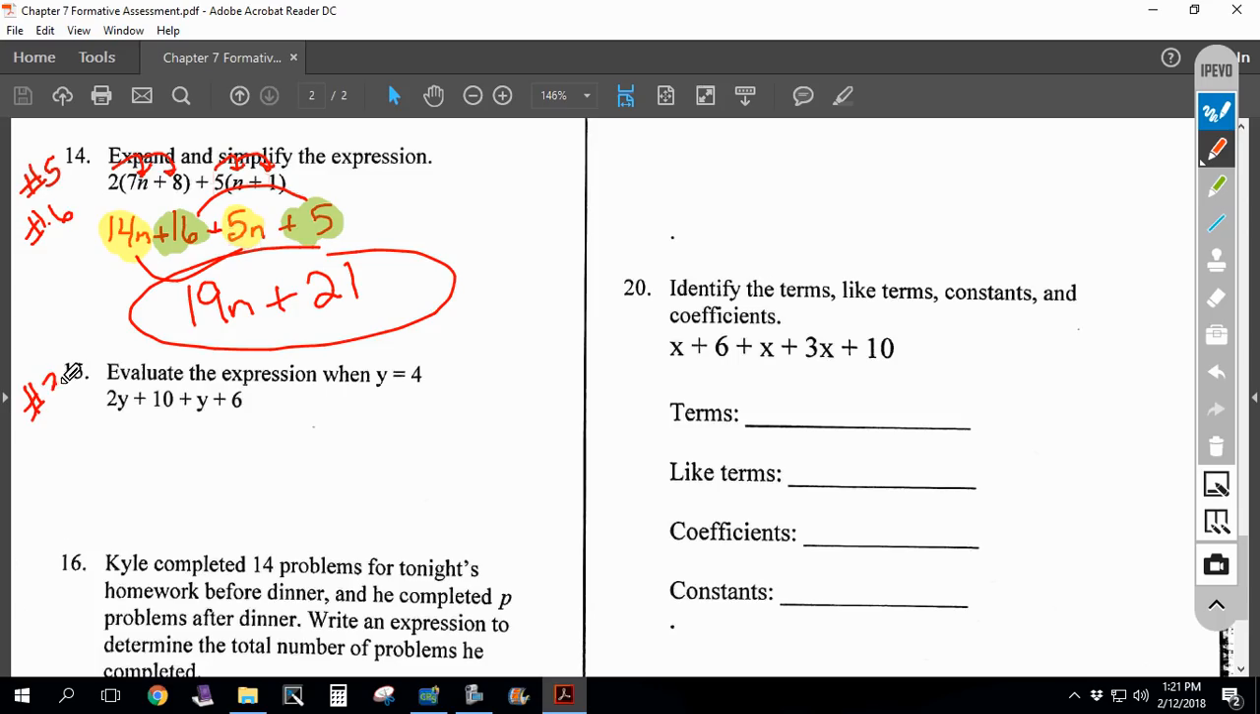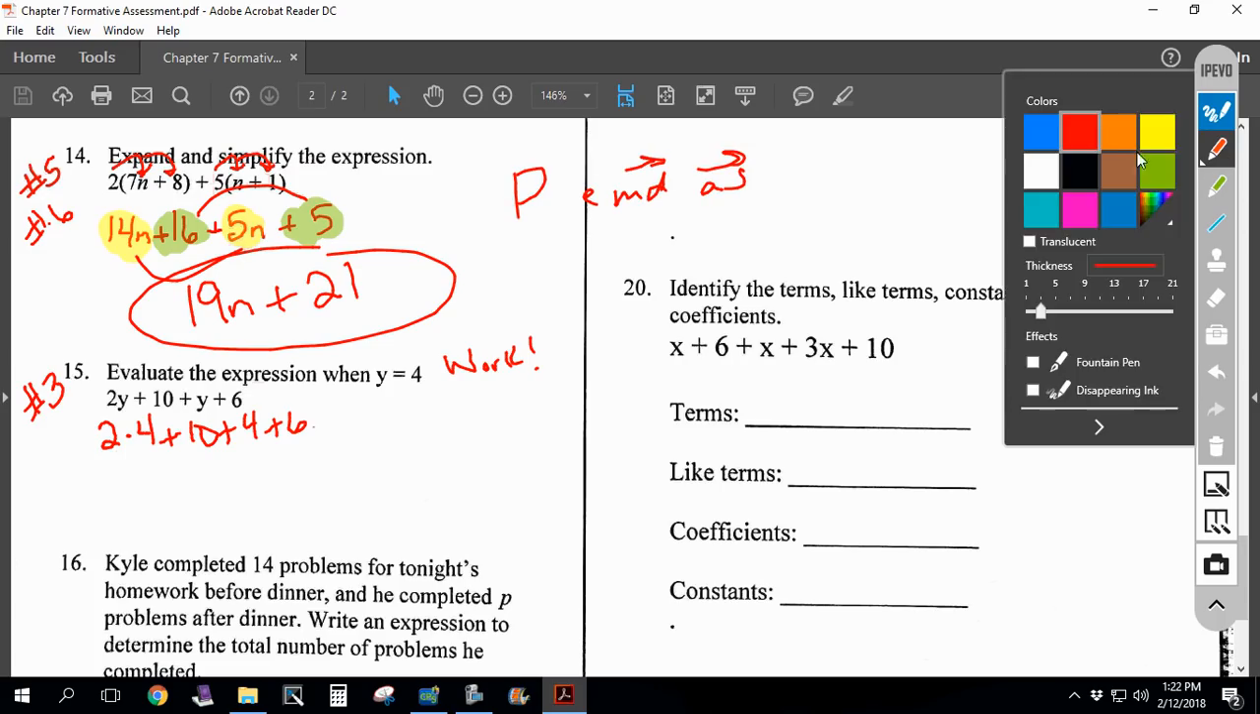Number 15. This is learning target number 3. Again, I'm going to be very picky about the work that I want done. If you just simply wrote the answer and just have the answer down on your paper, it's incorrect. You know that I need you to take this algebraic expression and turn it into a numeric expression. So the first thing we're going to do is make it 2 times 4 plus 10 plus 4 plus 6. And then we're going to write PEMDAS. You didn't have to, but if you're not good at it, please write it.